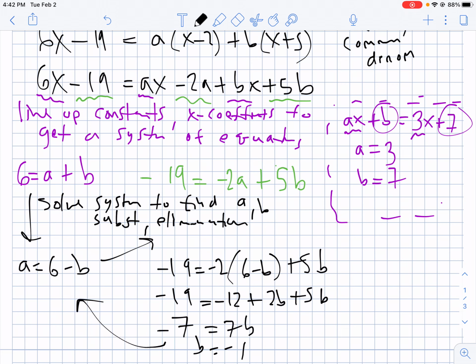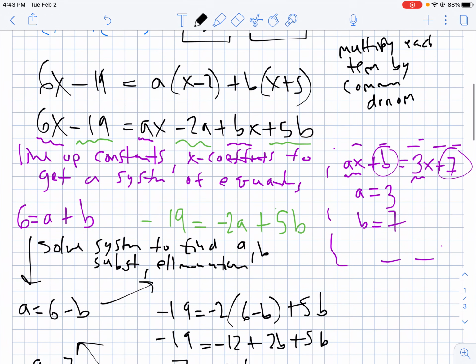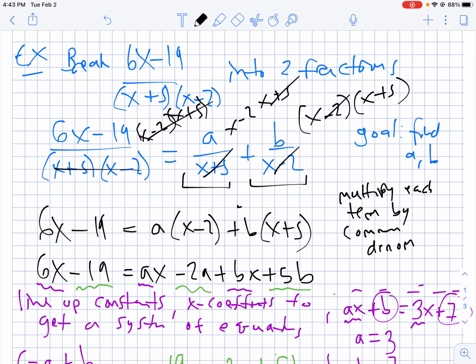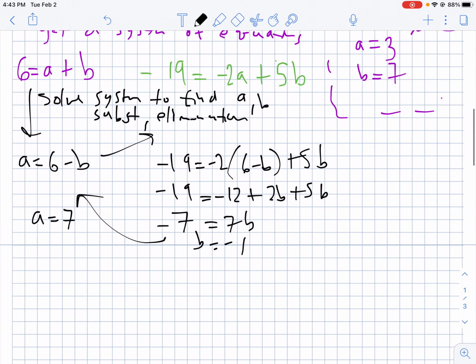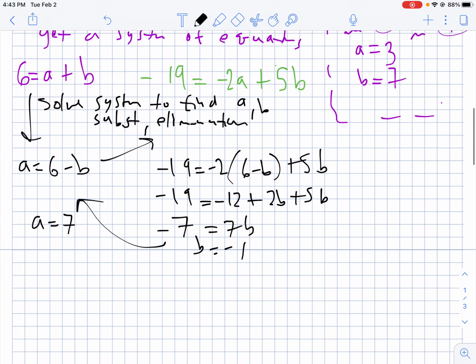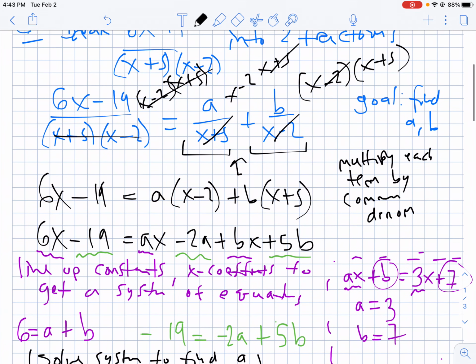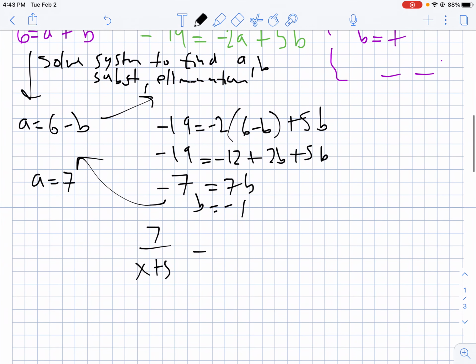And of course, if I plug that back in here, I get a equals 7. Now, that's great, because that's what we wanted to do. We wanted to find those constants a and b, so we could write it out like that. So the a went over x plus 5, so that's going to be 7 over x plus 5. And then the b went over the x minus 2, so minus 1 over x minus 2. And this is our answer.